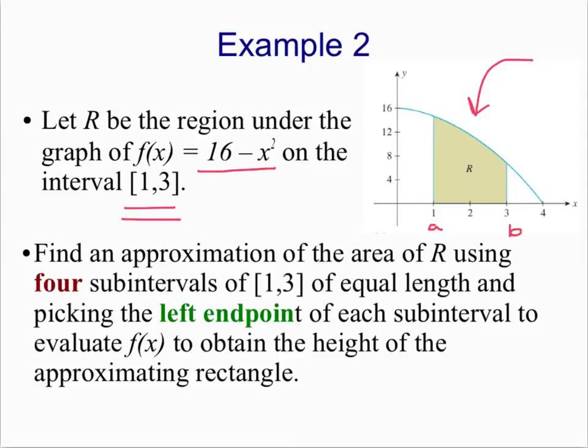The task that we're asked to carry out is to find an approximation of the area with 4 subintervals, meaning we're going to have 4 rectangles. As you know, we're on the interval 1, 3, and our intervals are of equal length, which we mentioned before, and we're going to use the left endpoint.